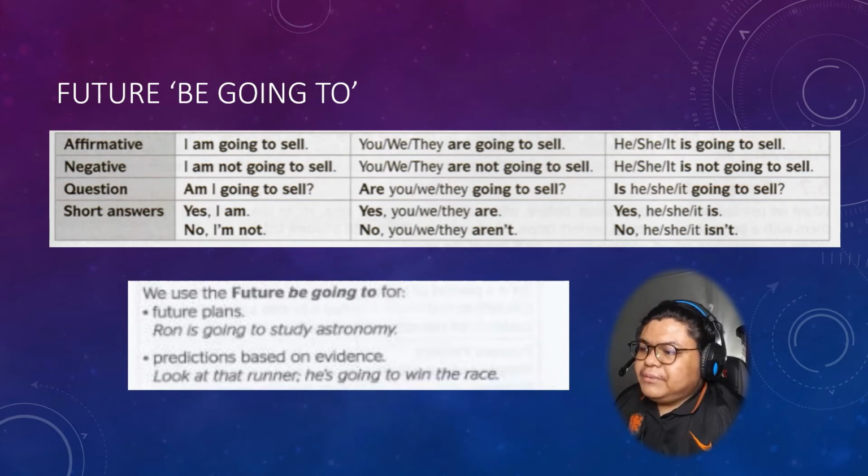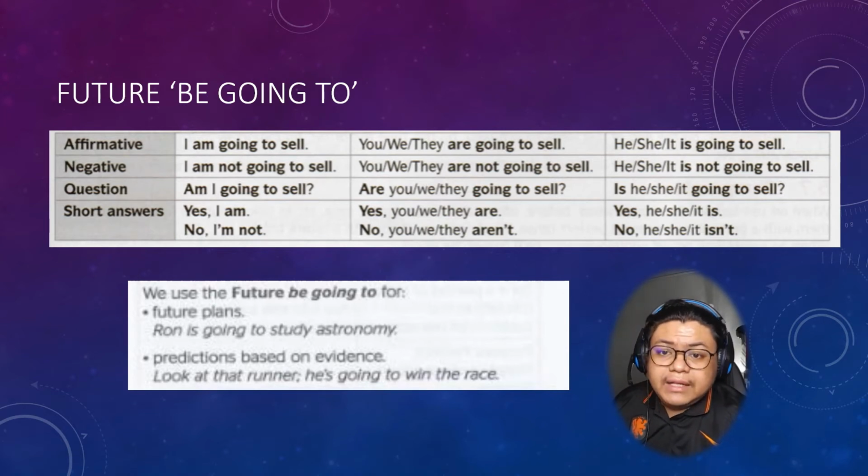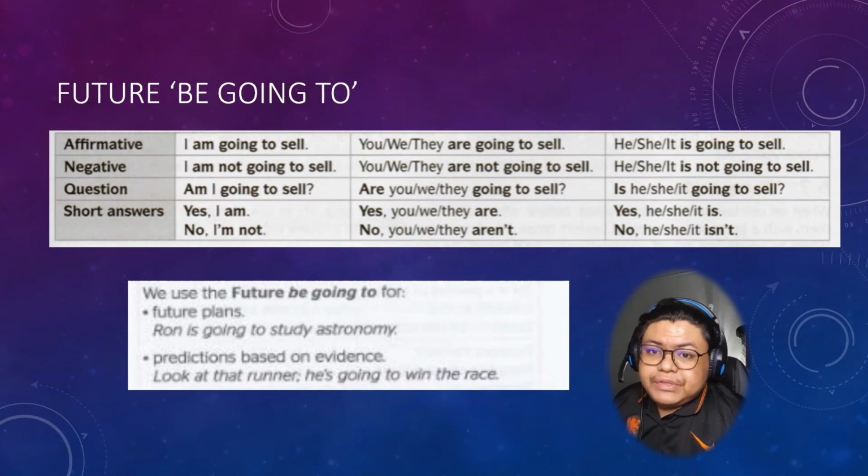So if it's affirmative, then I am going to sell. You are going to sell. He or she or it is going to sell. Negative, you have to put not in between. I am not going to sell. You are not going to sell. She is not going to sell. Contohnya, for question, then the verb to be is going to be in front. Am I going to sell? Are you going to sell? Is she going to sell?